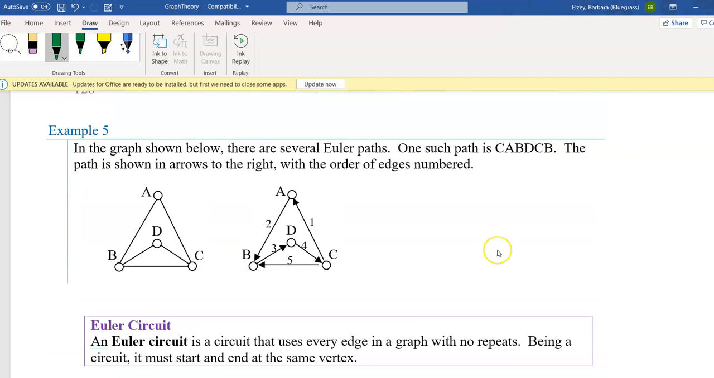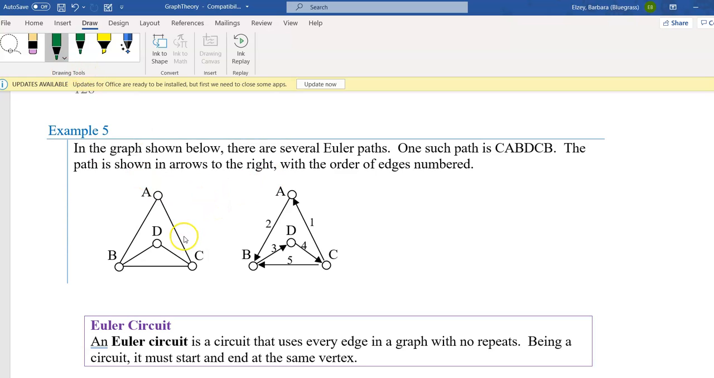All right, so in the graphs shown below, there's several Euler paths. So realize we could have more than one. One such path is C, A, B, D, C, B. All right, now this one's not a circuit because we're not starting in the same place and ending in the same place. It's a path. All right, but it did cover every single edge.